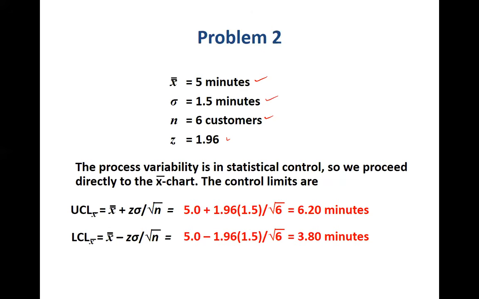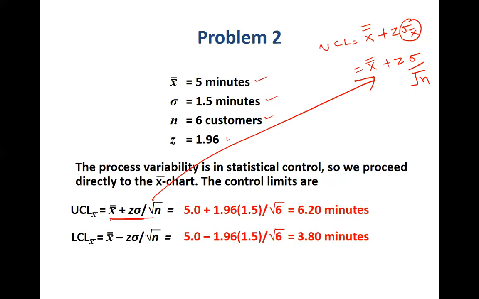To find those control limits, we use the formula that we just saw. X double bar plus Z times sigma divided by square root of n. Actually, the formula which you saw was upper control limit was X double bar plus Z times sigma X bar. And that sigma X bar is sigma divided by square root of n. So this formula essentially has substituted that. So X double bar plus Z times sigma divided by square root of n. That's what you see here.